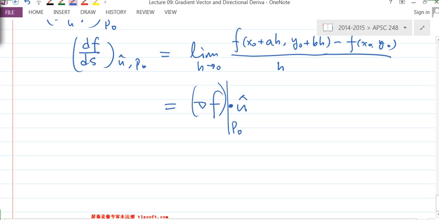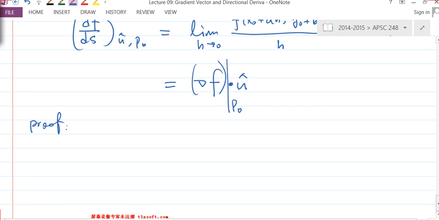Okay, so let me prove this one. Just quickly prove. I'll give a general proof here. So basically, we're looking at the directional derivative in a direction u hat at an arbitrary point, not just x naught, y naught, right? df over ds. Now what is f? f is a function of two variables.